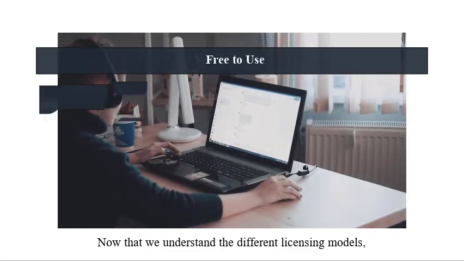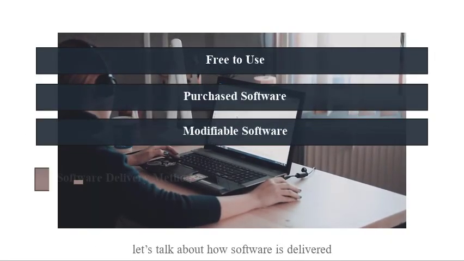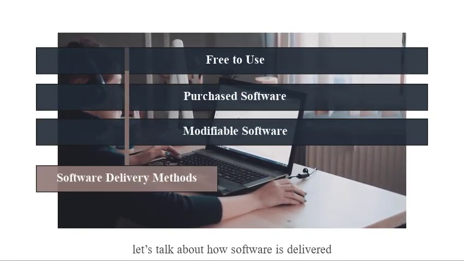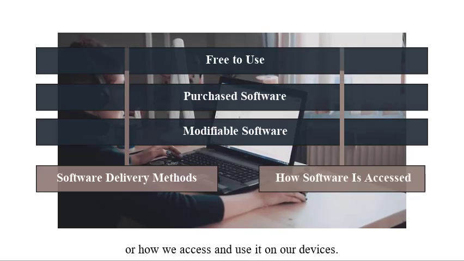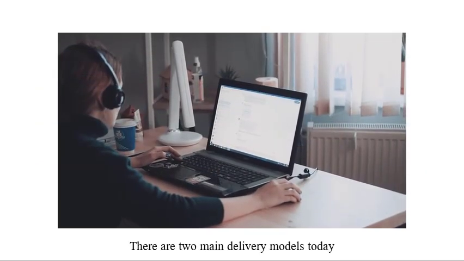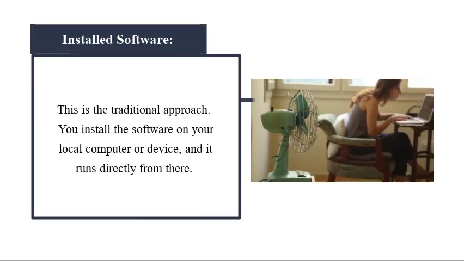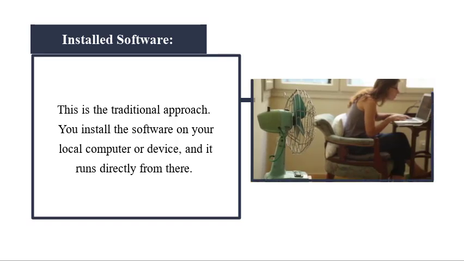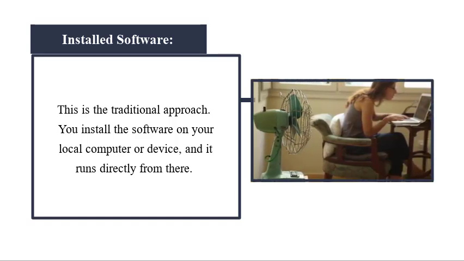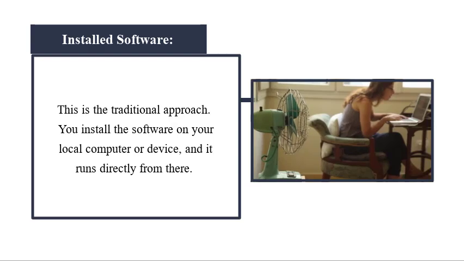Now that we understand the different licensing models, let's talk about how software is delivered, or how we access and use it on our devices. There are two main delivery models today. Installed software. This is the traditional approach. You install the software on your local computer or device, and it runs directly from there.